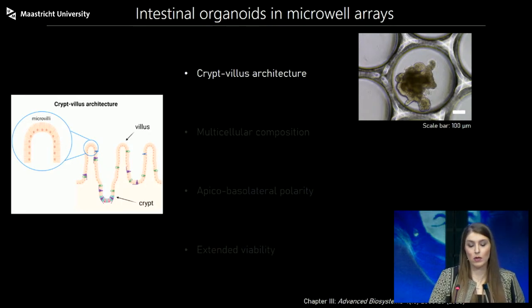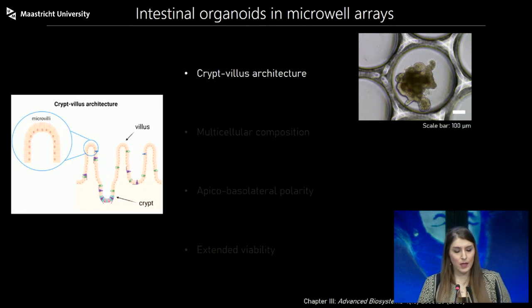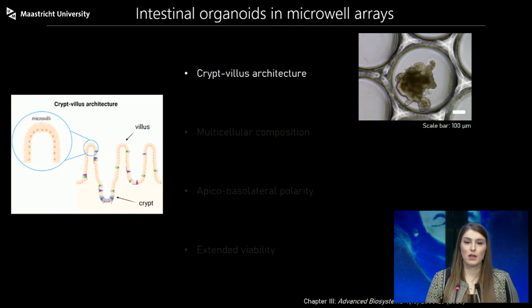To assess the quality of organoids in microwells, we first evaluated the morphology of organoids when they were cultured in microwells. And what we did see is that they create these crypt villus structures, which is similar to both the organoids embedded in Matrigel, but also to the in vivo tissue.